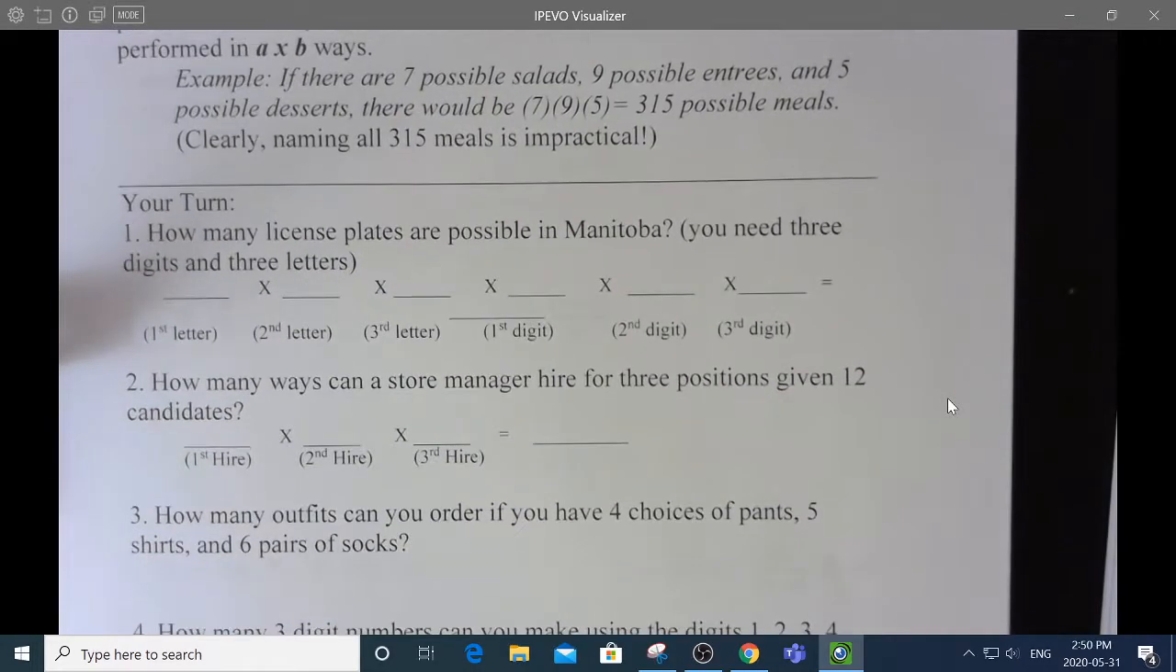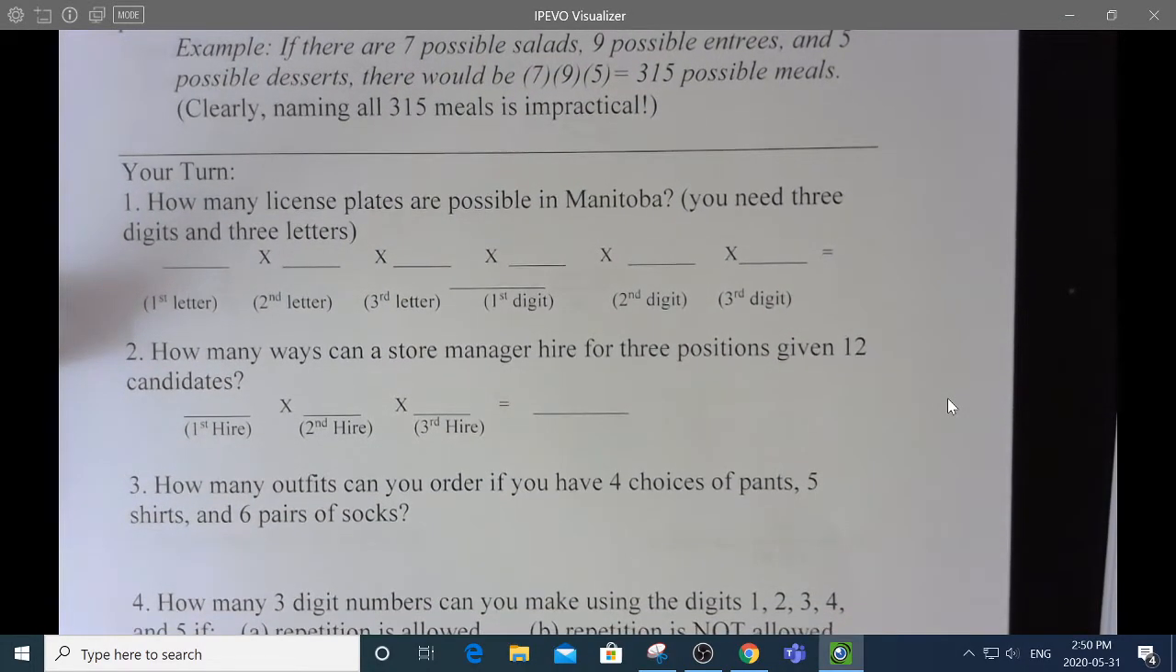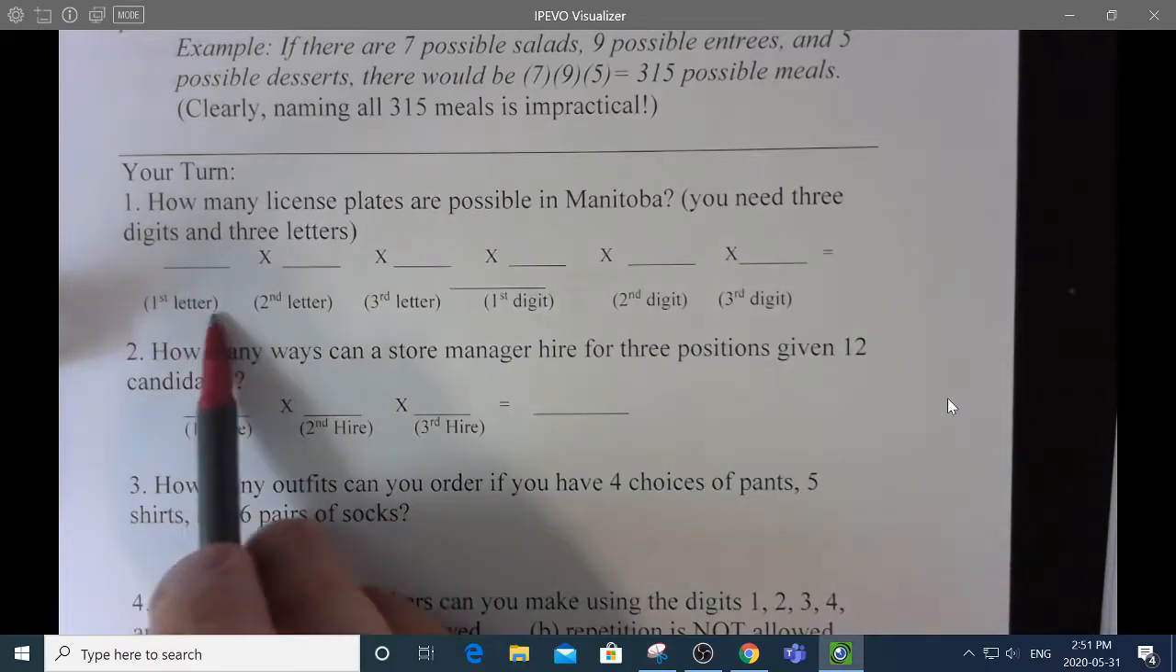Anyway, your turn. How many license plates are possible in Manitoba? This is a classic problem. License plates in Manitoba have 3 digits and 3 letters. For now, we're going to ignore the possibility of a vanity plate where you pay money, I don't even know how much it is, to get whatever you want on your license plate as long as it's 7 characters or less. Most people have just your average, everyday, randomly distributed license plate, and those are all 3 letters followed by 3 numbers.